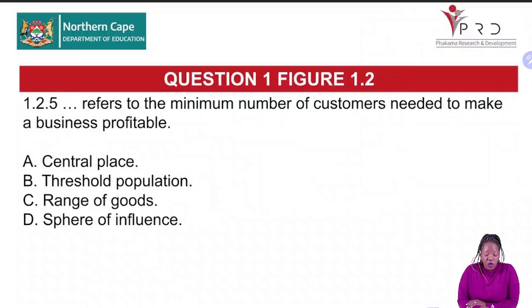Then we're moving to question number 5. Question number 5 refers to the minimum number of customers needed to make a business profitable. So this is a definition. You need a concept. What concept between A up until D? So another 1 minute, and then after we will be able to do the correction.